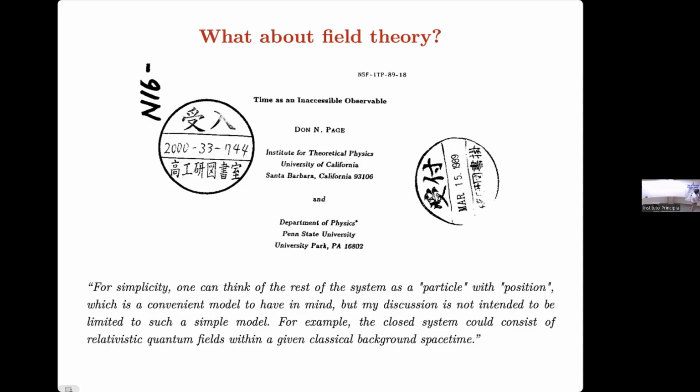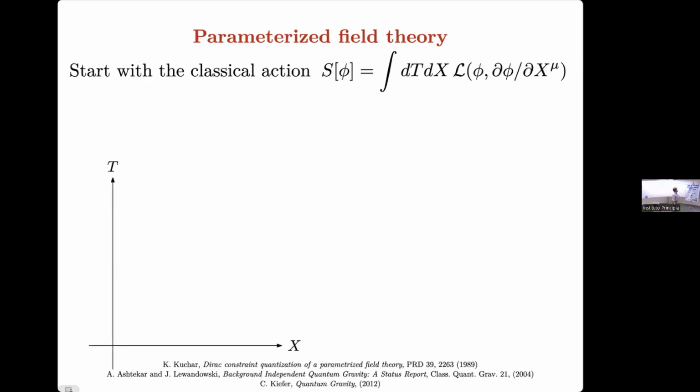I wrote a follow-up note as well. He says, for simplicity, one can think of the rest of the system as a particle with position. That's kind of the idea we've been talking about, which is a convenient model to have in mind. But my discussion is not intended to be limited to such a simple model. For example, a closed system could consist of relativistic quantum fields within the given classical background space-time. And so with my colleagues, this is the generalization I just want to show briefly that we did.